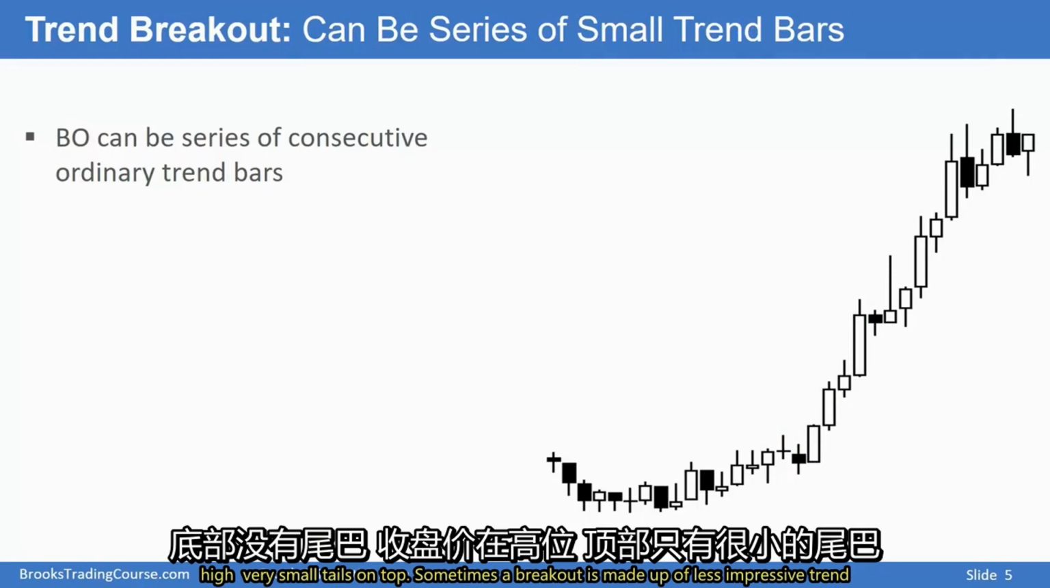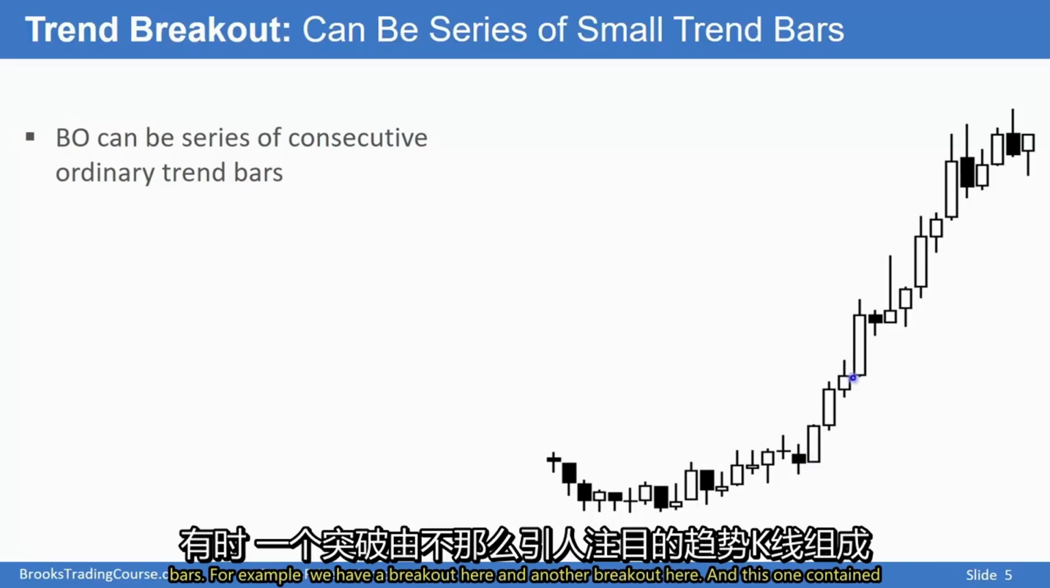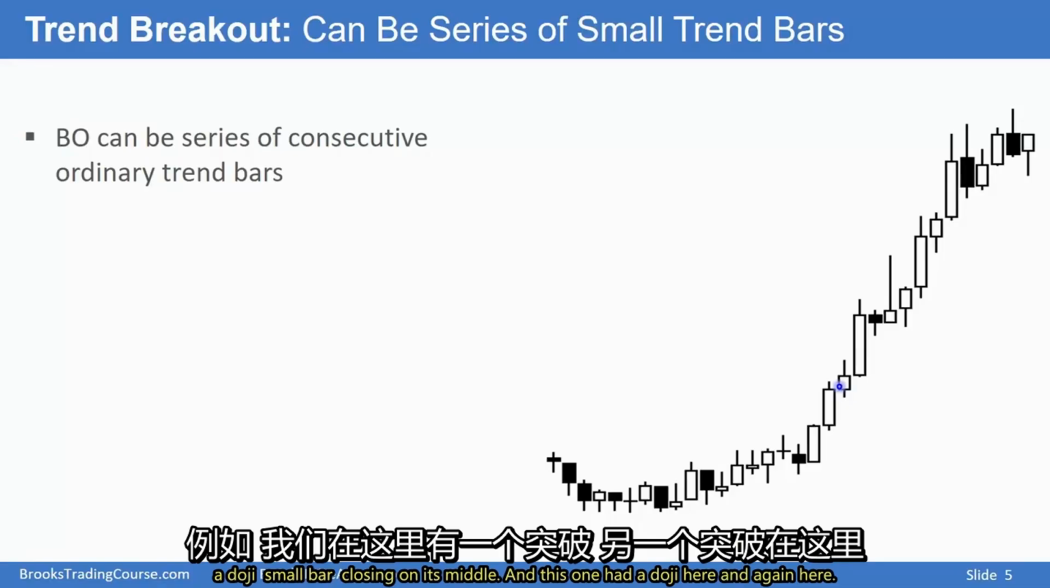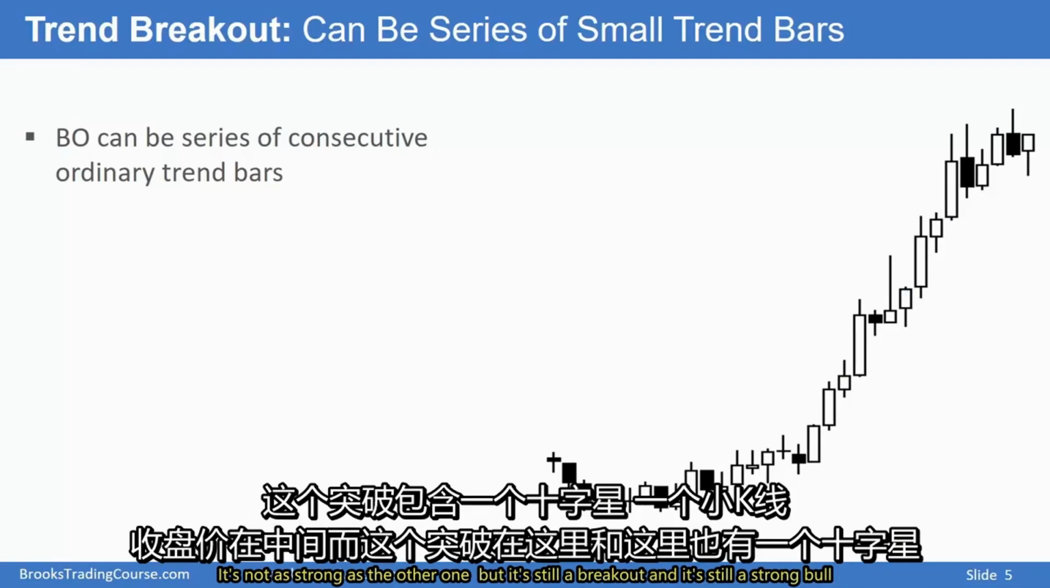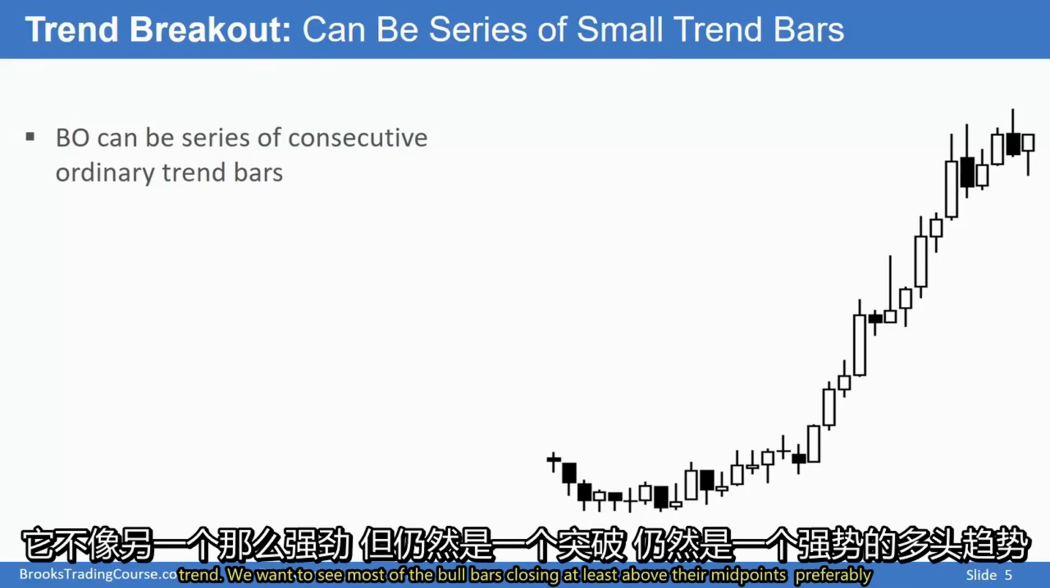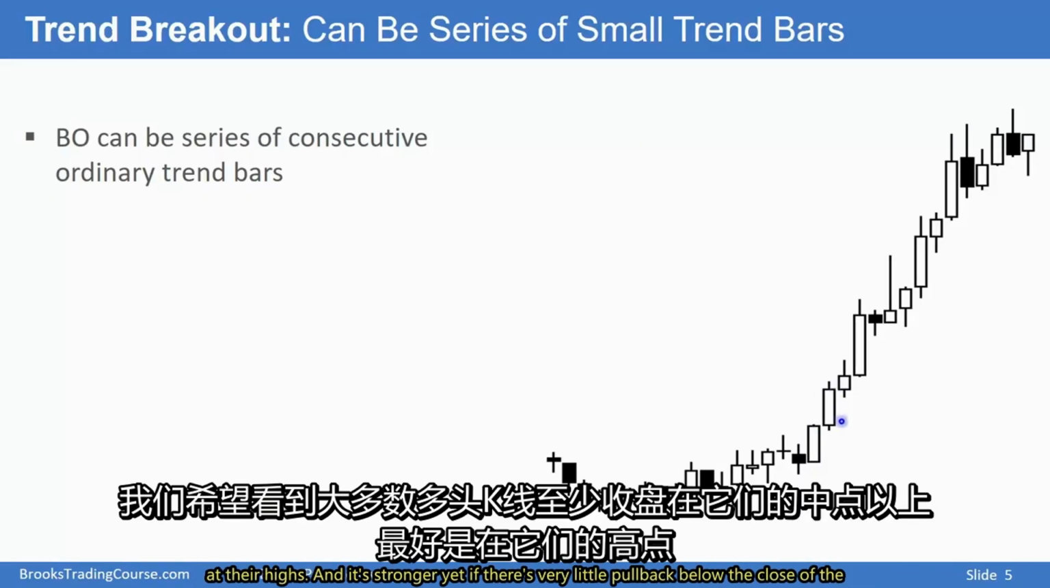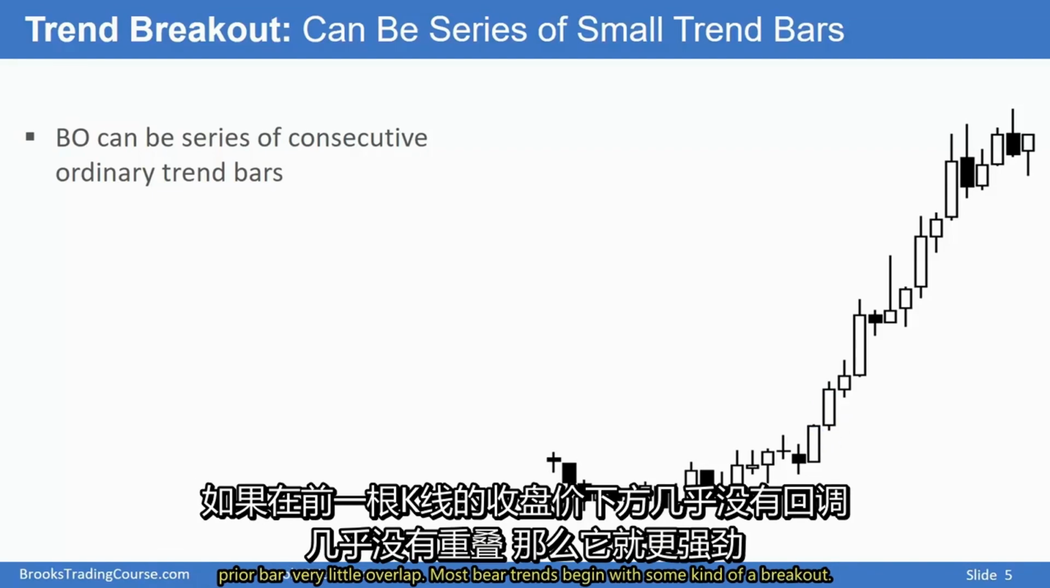Sometimes a breakout is made up of less impressive trend bars. For example, we have a breakout here and another breakout here, and this one contained a doji, small bar, closing around its middle, and this one had a doji here and again here. It's not as strong as the other one, but it's still a breakout and it's still a strong bull trend. You want to see most of the bull bars closing at least above their midpoints, preferably at their highs, and it's stronger yet if there's very little pullback below the close of the prior bar, very little overlap.